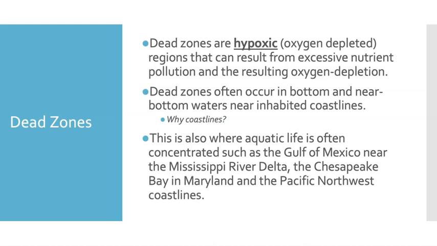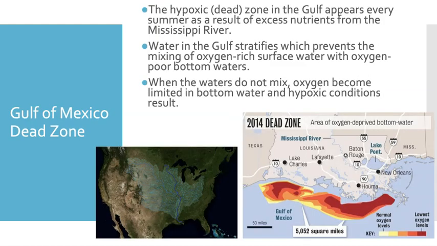Chesapeake Bay is another famous example of this. This is in Maryland, and it's the exact same cause. It has a lot of farmland around it, a lot of CAFOs, a lot of chicken and pig farming that goes on in those CAFOs, and so you get a lot of waste and a lot of nutrients washed into that waterway. So let's take a look at the Gulf of Mexico dead zone a little bit more.